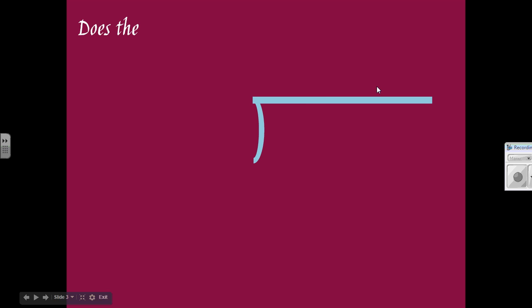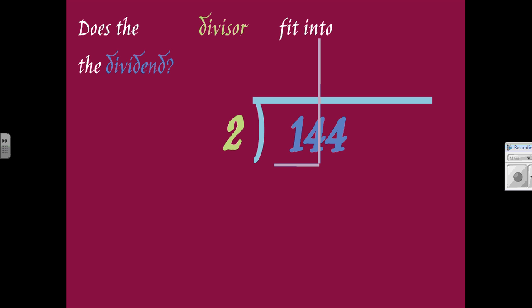Last one. Does the divisor fit into the dividend? So in this case, I'm dividing 144 divided by 2. My big fat number, 144, goes in my house. My 2 goes outside. I'm going to ask myself, does 2 go into 1? It does not. So I'm going to go to the second digit. 2 goes into 14: 2, 4, 6, 8, 10, 12, 14, 7 times.